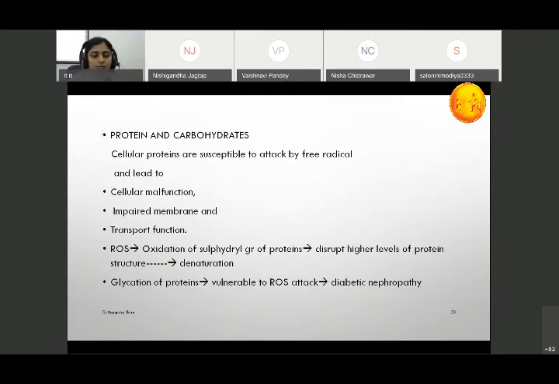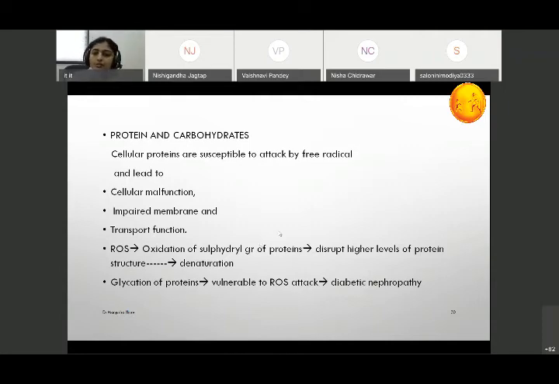Now, if the cellular proteins are being attacked, what happens? That will lead to cellular malformation, impaired membrane, and transport function will be deranged, because most of the transport molecules are proteins. If the reactive oxygen species affect the proteins which consist of sulfhydryl groups, most of the proteins consist of sulfhydryl groups.